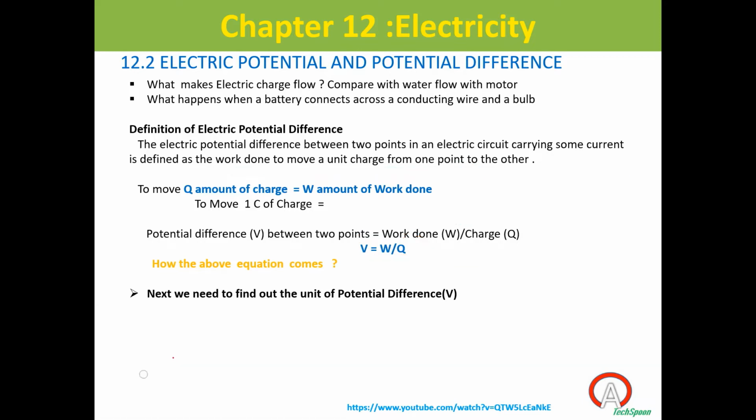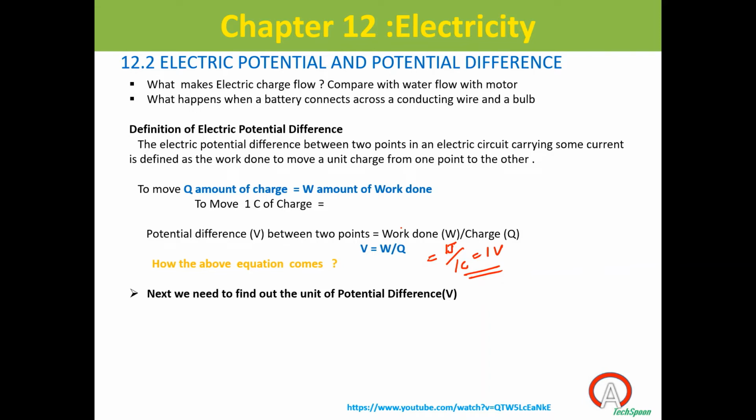My handwriting is too bad. Let me write here. V is equal to W by Q. The unit of work or energy is joule. So I'm writing 1 joule by 1 coulomb, which is equal to 1 volt. 1 joule by 1 coulomb is equal to a potential difference of 1 volt. What does it mean? Make it a statement. If I'm saying that the potential difference is 1 volt, you know it is 1 joule by 1 coulomb.